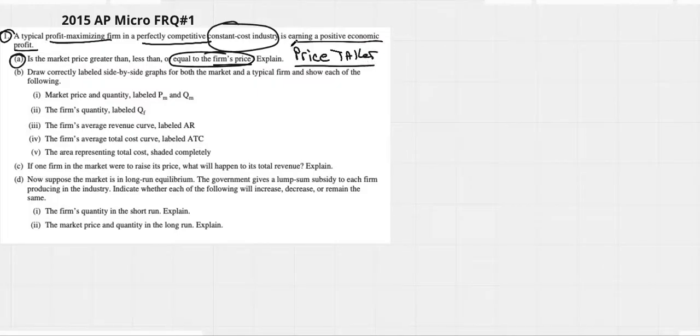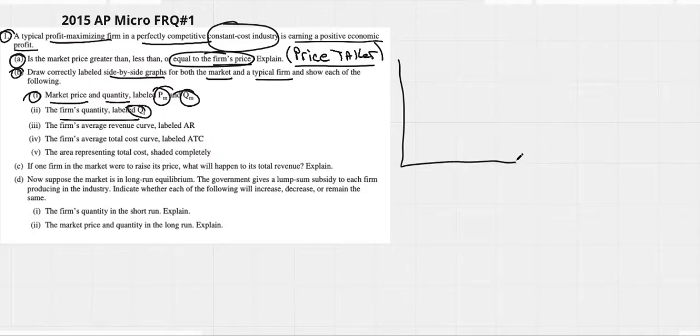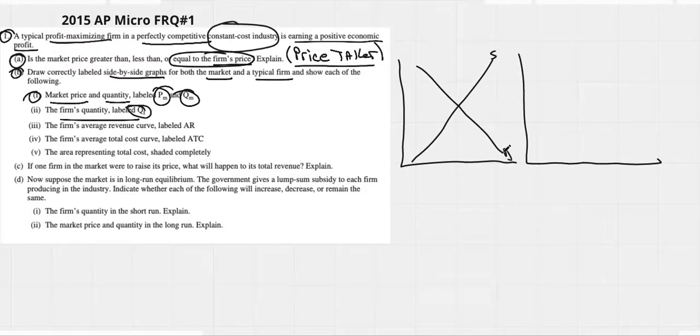That'll save you a lot of time. Know that. So the easy answer for that question. Draw a correctly labeled side-by-side graph for the market and for the firm showing the market price and quantity labeled PM and QM and the firm's quantity labeled QF. So just an easy side-by-side graph of the market, supply and demand.